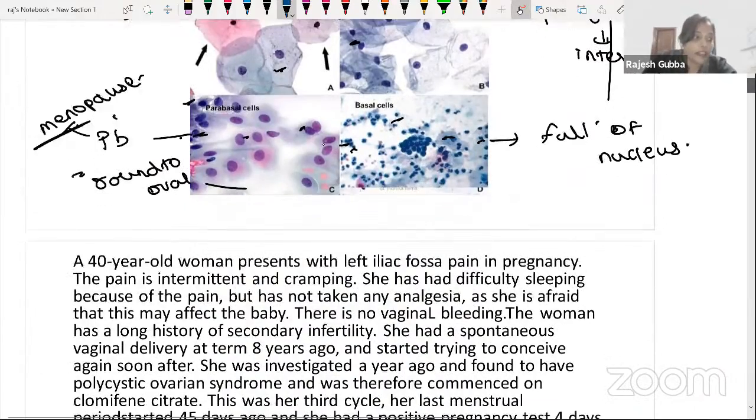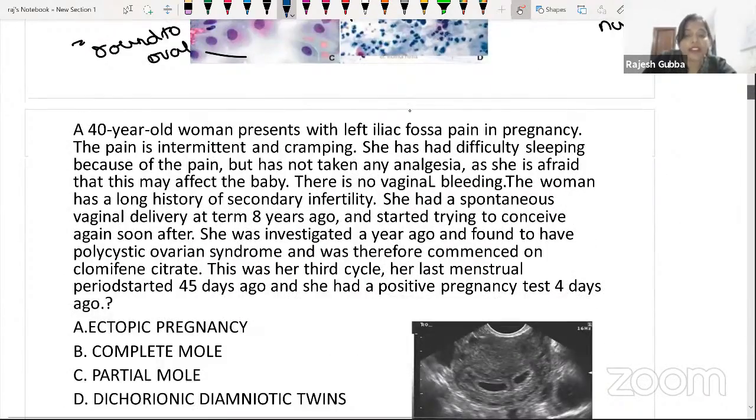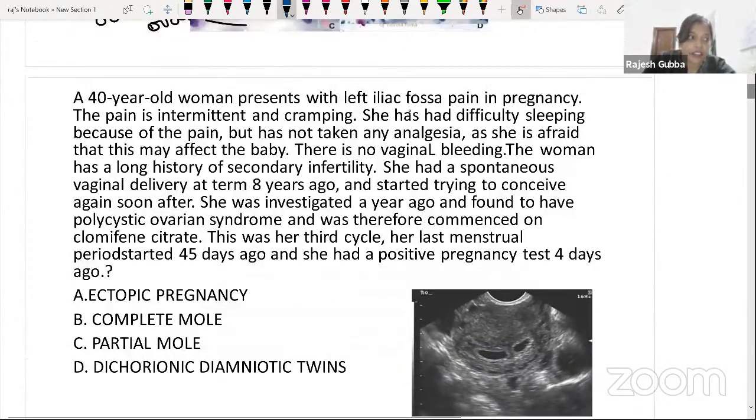A 40-year-old woman presents with left iliac fossa pain in pregnancy. The pain is intermittent and cramping. She has had difficulty sleeping because of the pain, but has not taken any analgesia as she is afraid that this might affect the baby. First and foremost, a 40-year-old conceiving is an elderly gravida, right? So she's having some intermittent cramping pain.